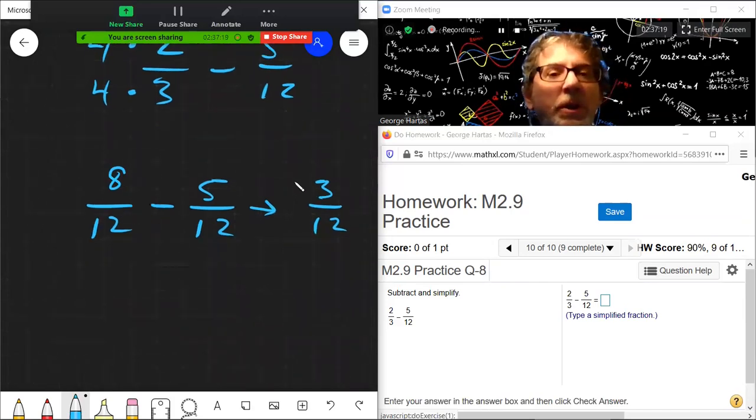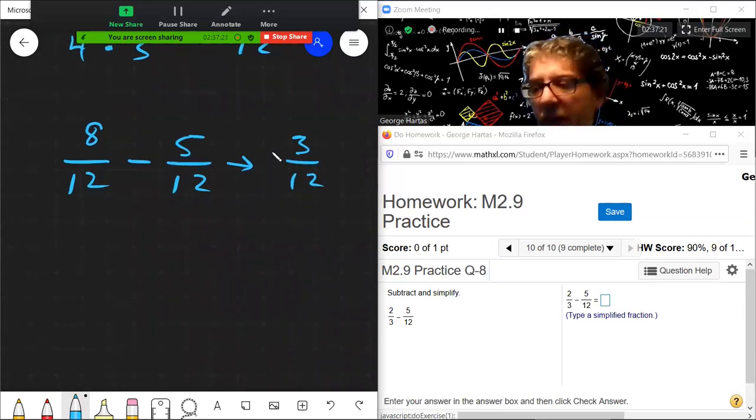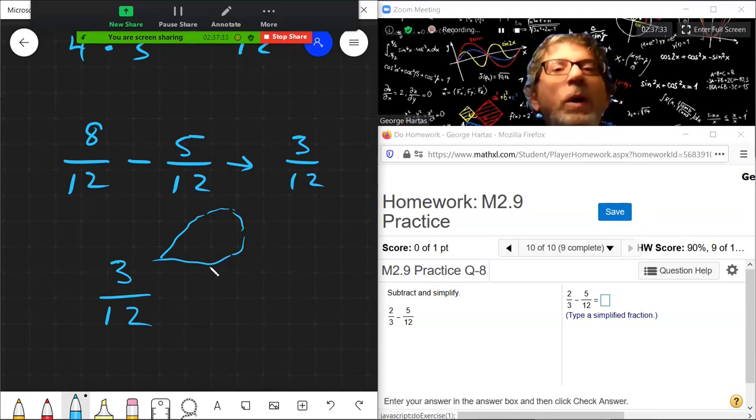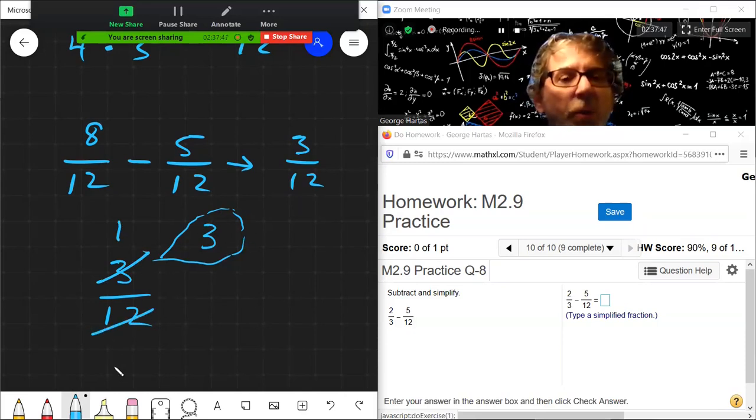Oh, you said we can reduce? Oh, okay. Good idea. Yeah, let's see. So we have 3 12ths. What's the only number besides 1, and 1's not going to help us, that divides into 3 and 12? And you said 3. 3 that you're thinking about divides into this 3 once. 3 that you're thinking about divides into 12 4 times. What do we have left? 1 over 4.